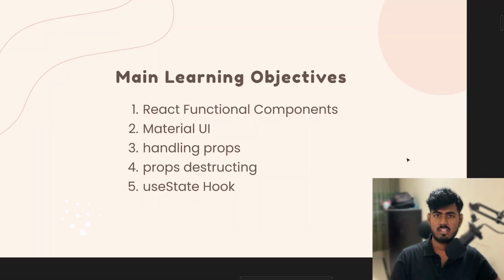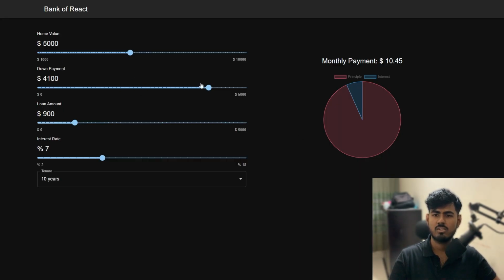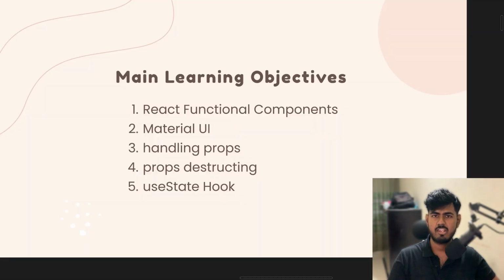Now let's discuss all the things that we're going to learn in this course. The very first thing that we're going to learn is functional components. So what are functional components? Let me give you an example. If I come back to my project, do you see these components here? Do you see these pieces? These things are actually called functional components. So we're going to learn how to build them using React.js.